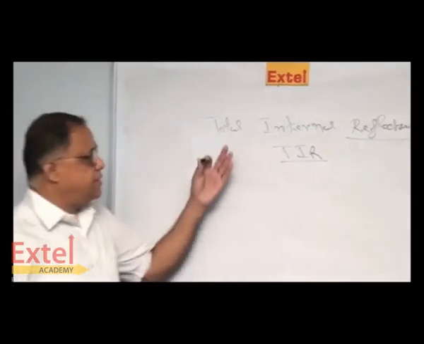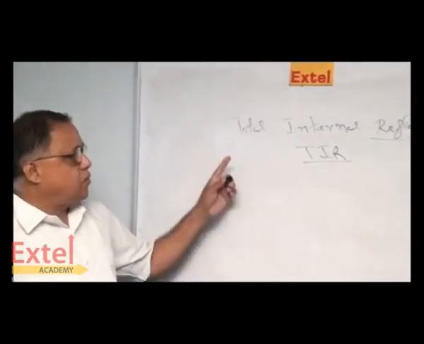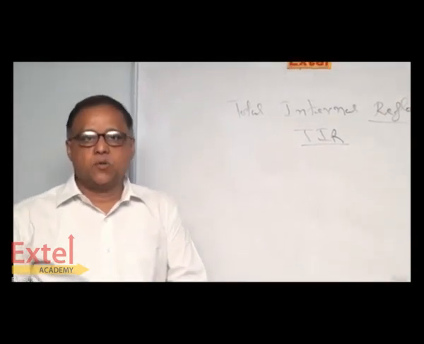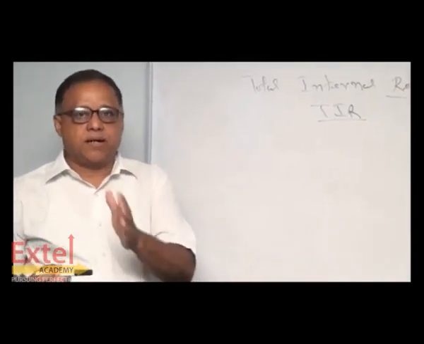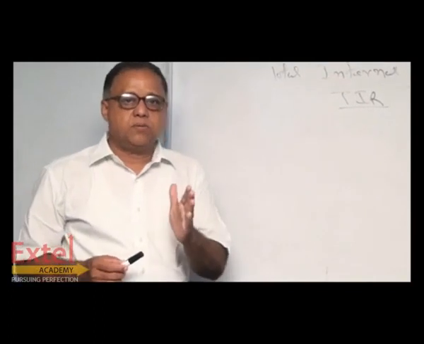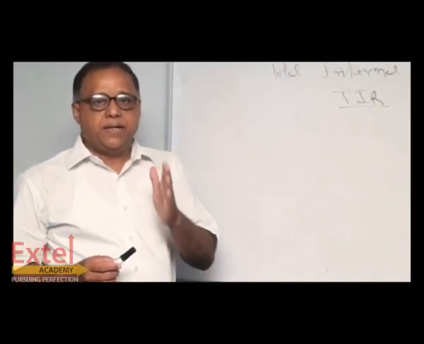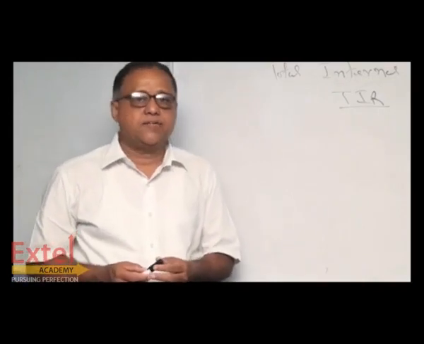Because we are going to study total internal reflection, there are two conditions to obtain it. Number one, the ray has to go from denser medium to rarer medium. And number two, the angle of incidence should be greater than the critical angle of the material we are using. That is very important.